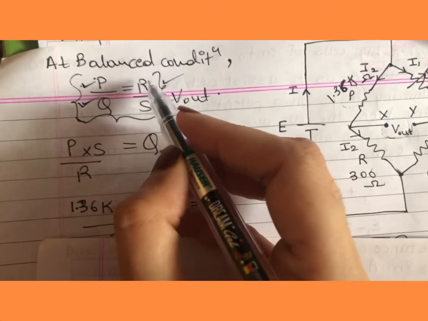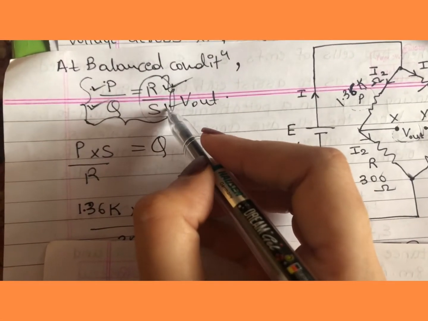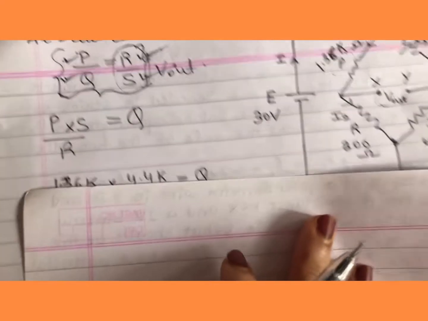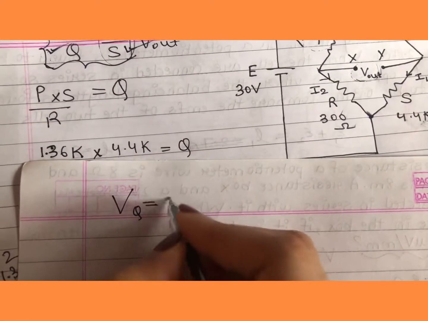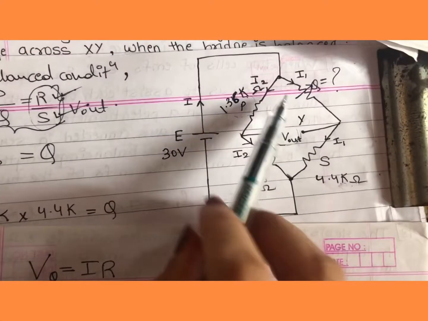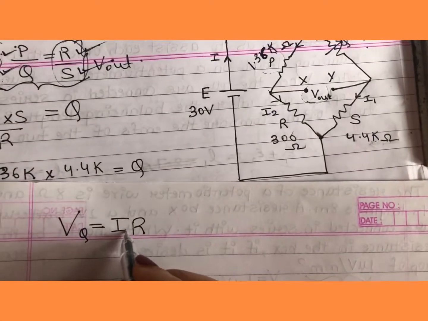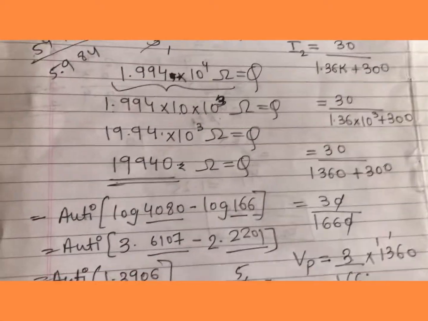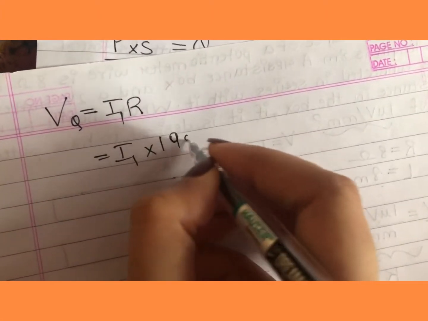If you want to find out using this ratio, find out potential difference across resistor R and then potential difference across resistor S. Okay, and then calculate the way I'll be calculating. Then potential difference across resistor Q will be current into resistance. So what current is flowing through resistor Q, that is I1. And what is the value of this resistor Q? We have just calculated it, 19940. So I'll be writing that I1 current into 19940.